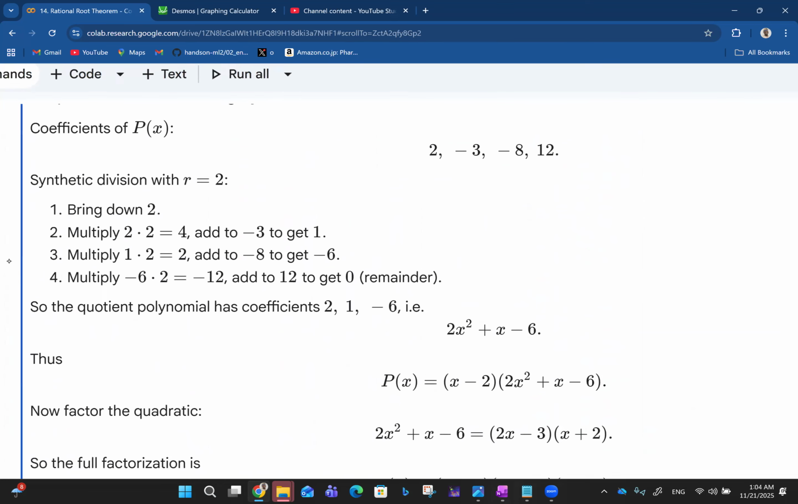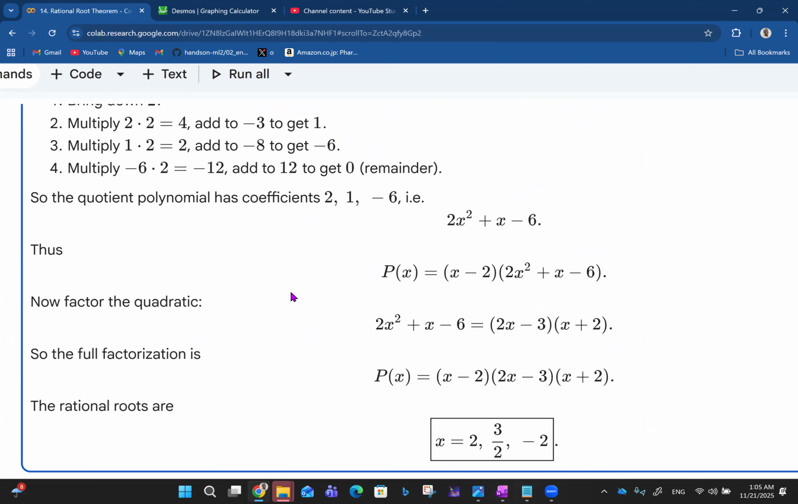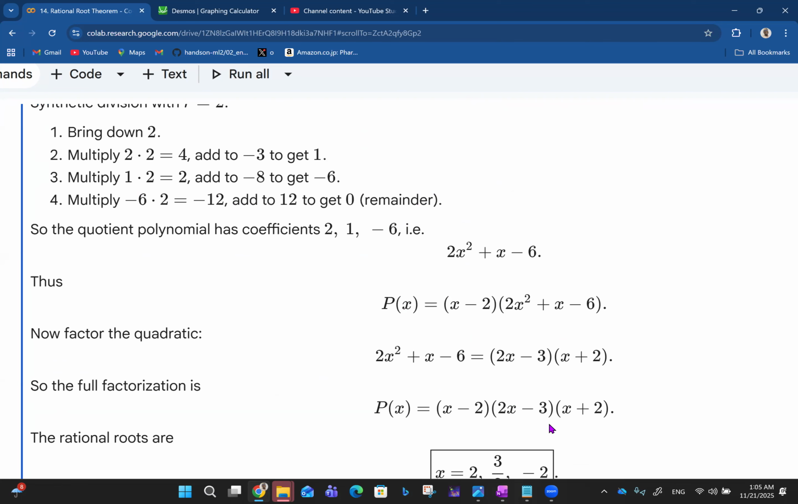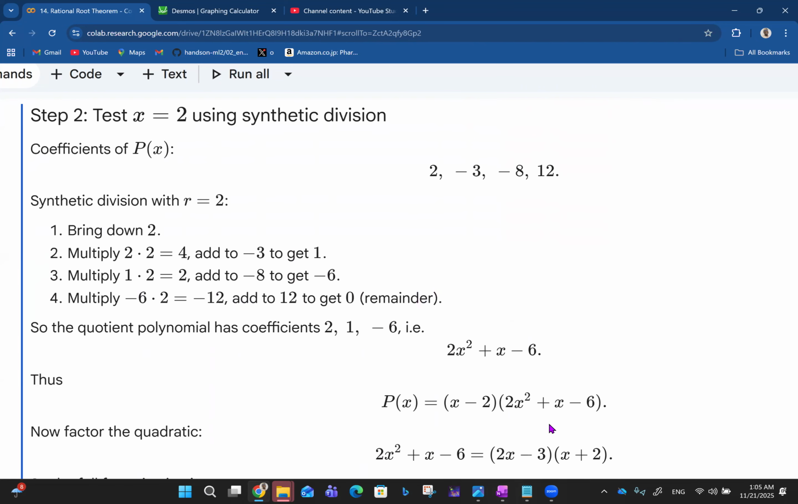So all the steps I have there are what I just represented in that table, which is easier to follow in the table like that. If you master that table, it's very easy to work with. And now that you get the quadratic, it's easy to factorize. So you factorize, you get 2x minus 3, x plus 2. And then you have x minus 2, 2x minus 3, x plus 2. And then equal to 0, you have 2 here, 3 over 2 here when you equate to 0, and minus 2 here. So these are the rational roots now, okay?